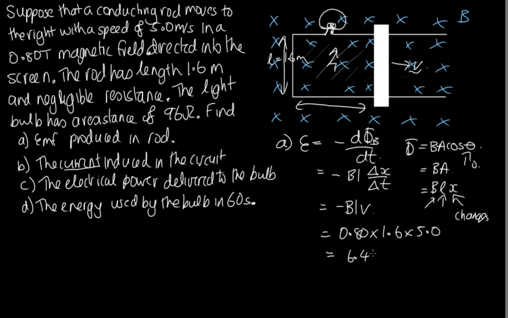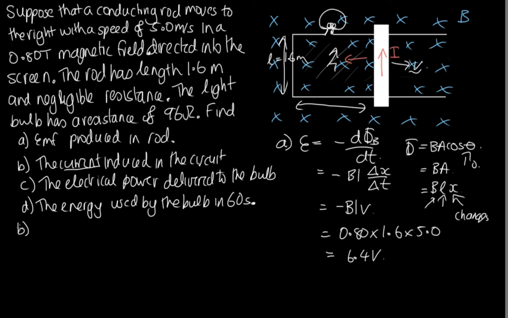Now part B, we need to get the current induced. Let's start by thinking about the direction of the current. As this rod moves to the right, it's going to need to feel a force in the opposite direction to slow it down. That's what Lenz's law tells us. And now we can make use of the right-hand rule. We know the direction of the force is to the right, and our fingers are all pointing into the page. And so we can see that the current is going to have to be up the rod in this direction. And so now we've got the direction.